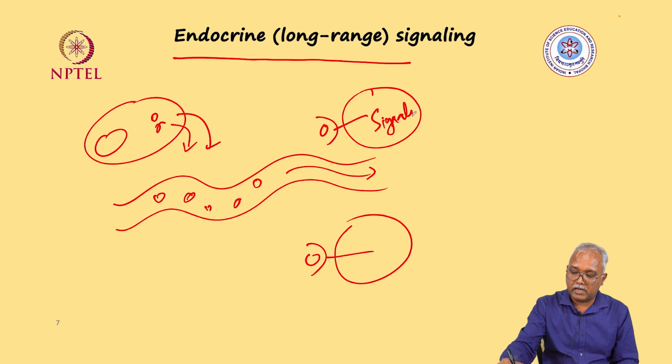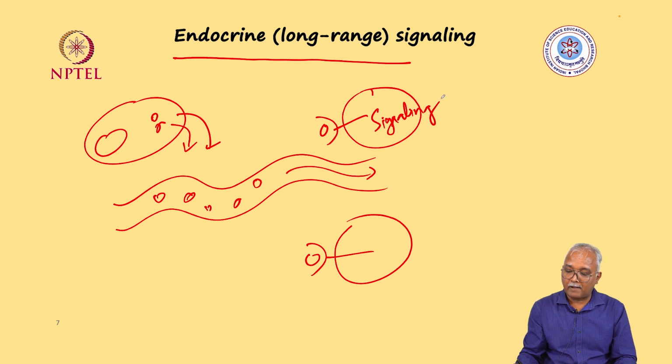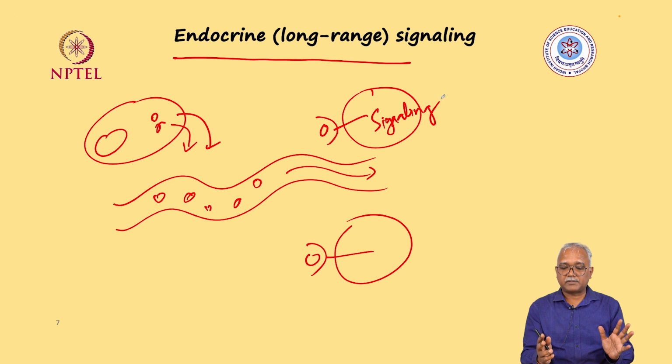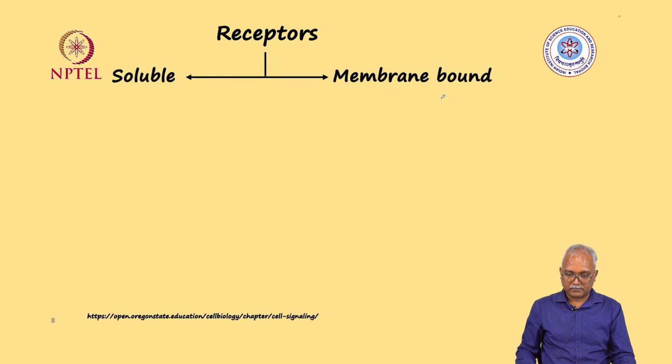Remember this as a general rule of thumb, that the cell which bears the receptor is the one which is signaling, right? So we saw different types of signaling, whether it is long range signaling, autocrine signaling, paracrine signaling, or endocrine and exocrine type of signaling.